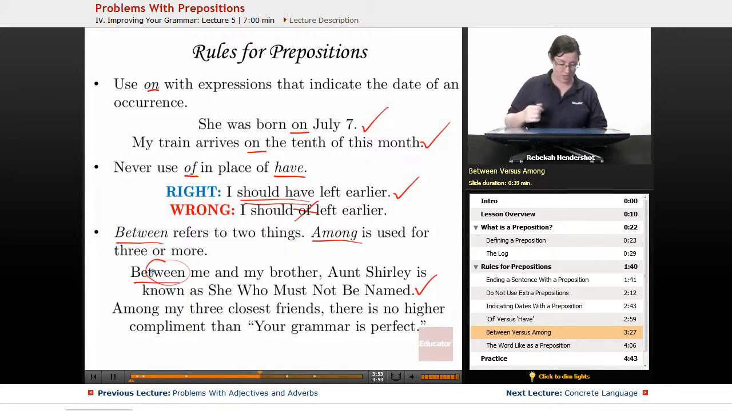Okay, two. Among my three closest friends, there is no higher compliment than your grammar is perfect. Of course, since we're talking about my three closest friends, that's more than two, so we use among.